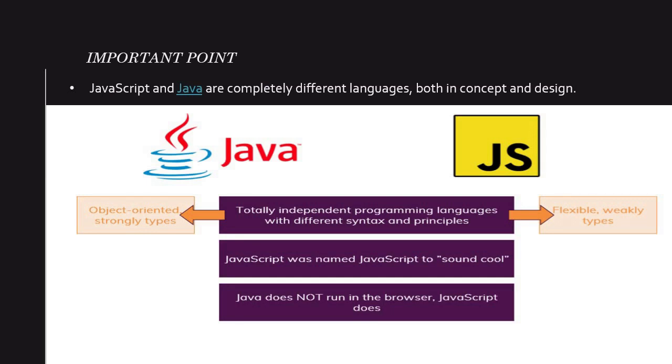Concept and design-wise, Java and JavaScript are two different languages. Let's see the differences. Java is object-oriented and strongly typed. JavaScript is flexible and weakly typed. Their syntax and principles are different. Java does not run in the browser, while JavaScript runs in browsers.